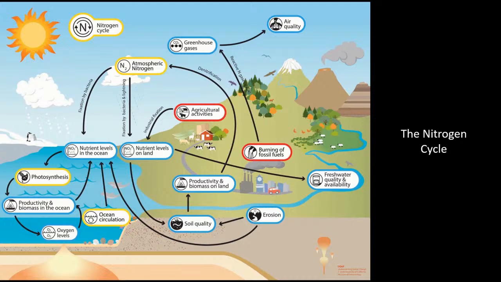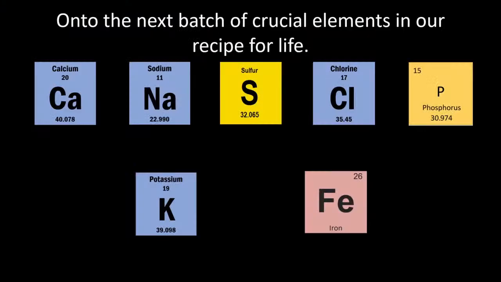Other crucial ingredients. Next on the list of ingredients are the elements calcium, sodium, sulfur, chlorine, phosphorus, potassium, and iron. Calcium is an essential component in human bones and teeth.